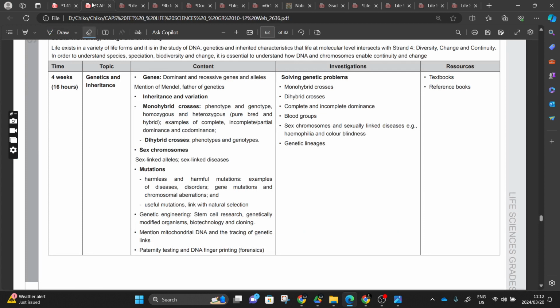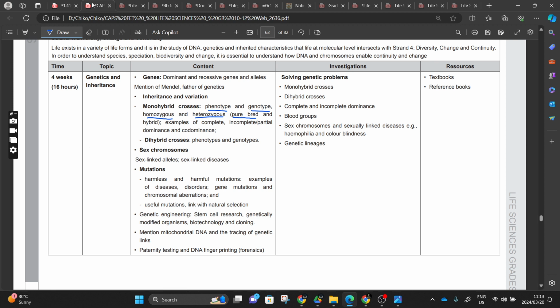Monohybrid. Today you'll be learning about the crossings of a single trait, like two alleles being crossed with two other alleles, and then you understand the phenotype. We'll talk more about phenotype and genotype. By this time you understand homozygous, heterozygous, capital letters, small letters, and the one that masks the others. And then we have to talk about purebred.